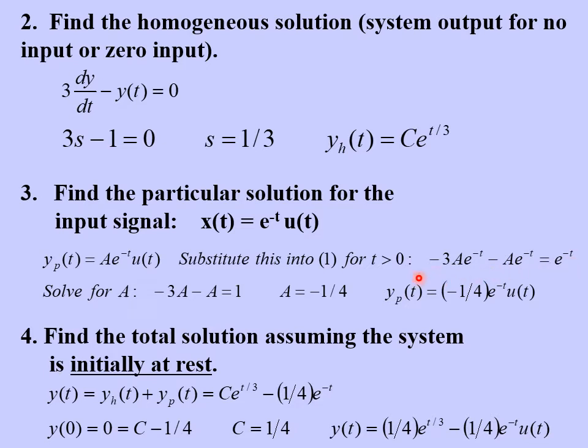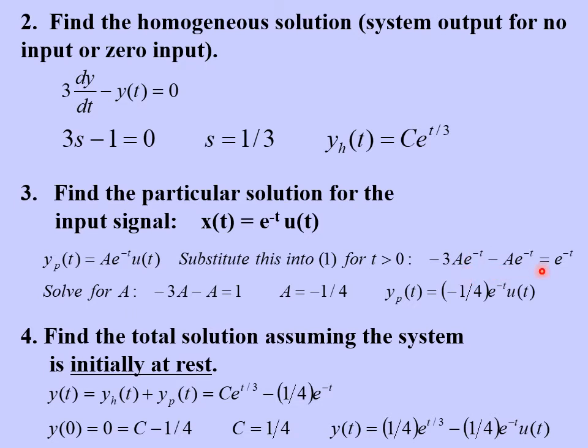And this is valid for t greater than 0. Notice I didn't put any of the step functions u of t in there because we're going to solve this for t greater than 0. All right, so how did I get this again? I simply put this solution back into the differential equation. Now obviously I had to take the derivative of the first term because there was that derivative there. But that's where this comes from.